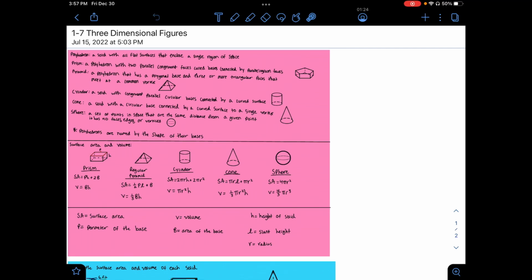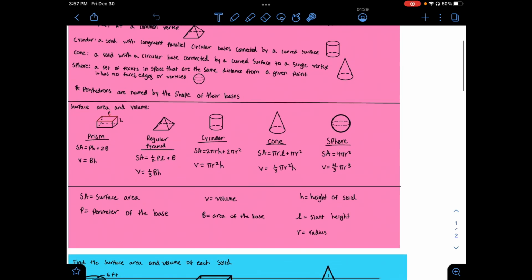So to find the surface area and volume of these shapes, here are our equations. For a prism, the surface area is the perimeter of the base. So you find the perimeter of the base, multiply it by the height, and add 2 times the area of the base. For the volume, you do the area of the base multiplied by the height.